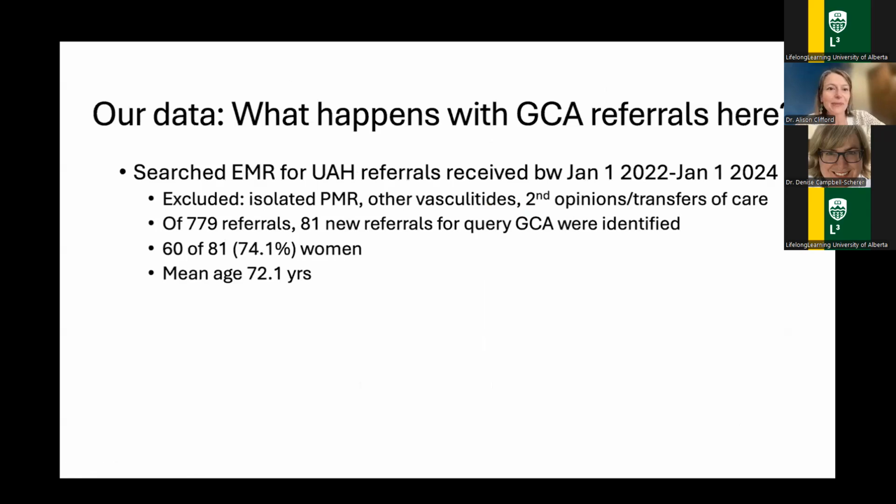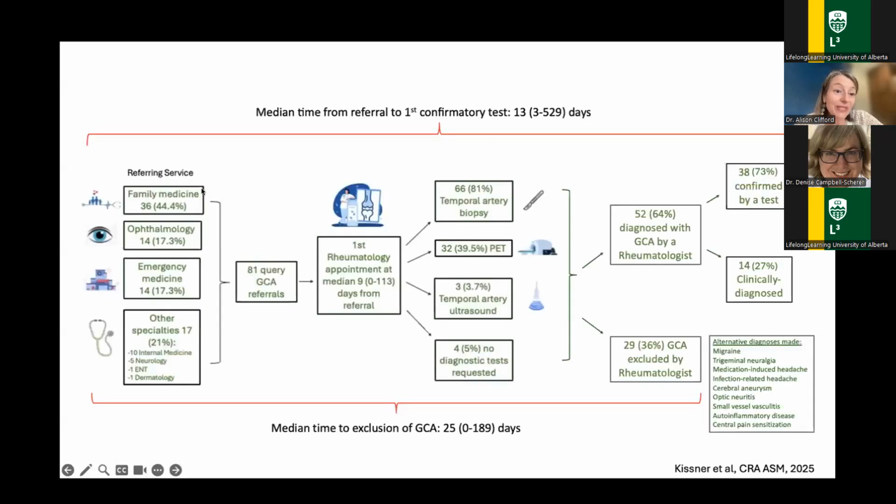I had a little bit of information about what happens with our GCA referrals here. I may be able to show it really quickly. One of my students looked back over the last couple of years and identified the new referrals to us here at the university center. There were a little over 80 of them. As you can see, most of them did come from family medicine, as we would expect, with the rest from ophthalmology, emerge, and a few from other places.